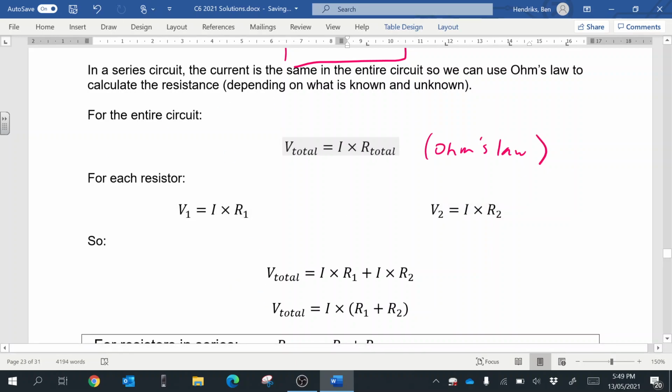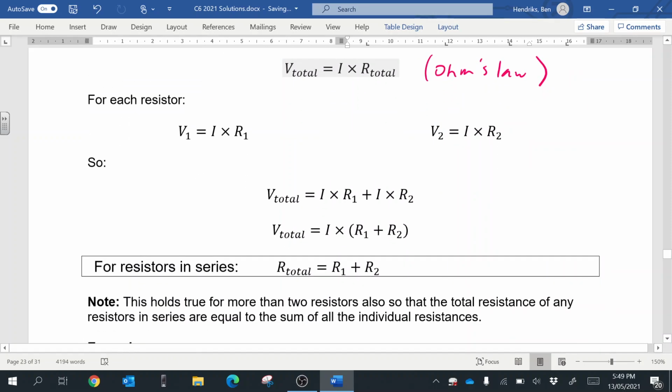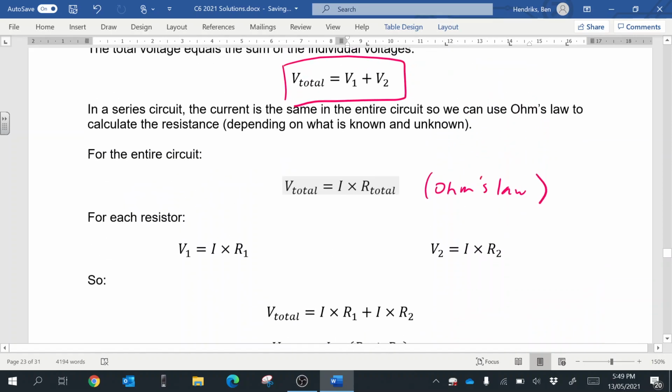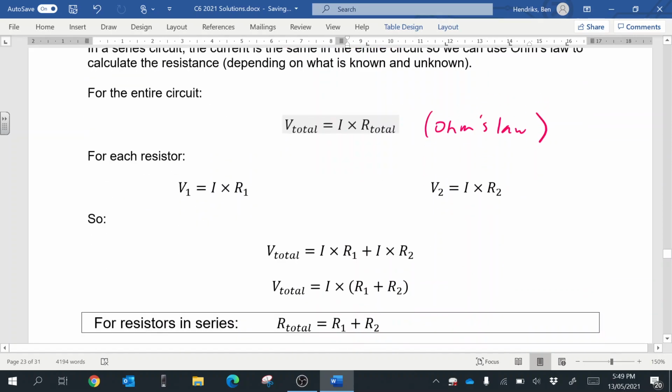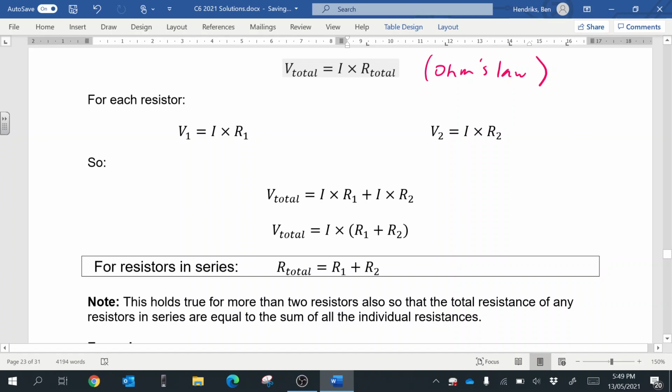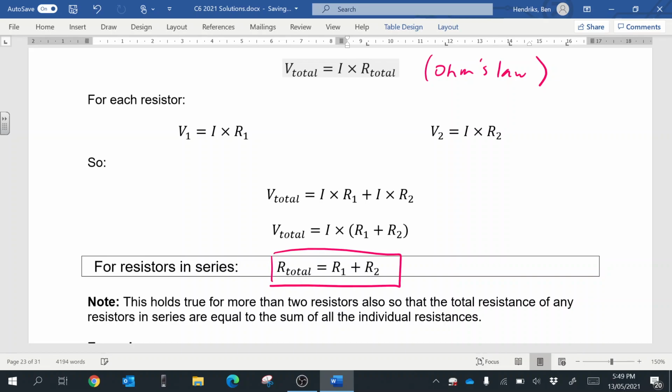So V equals IR across each resistor, and then if you substitute those back into our equation up here, V total is V1 plus V2. Okay, you end up getting this equation here, and basically the important thing is if we want to calculate the resistance for resistors in series, we just add them all together.